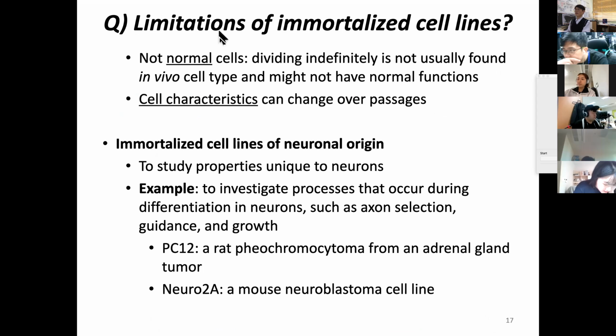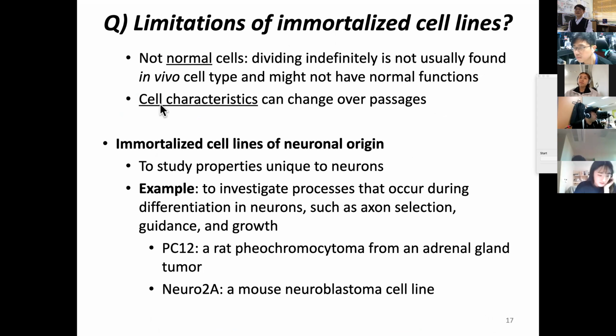All right, so then what are the limitations? I already alluded to it. They are not normal, okay? Dividing indefinitely means it's already abnormal. It's cancer-like, okay? Not usually found as an in vivo cell type, of course. So it's not normal, so you have to suspect the results, okay? You have to limit your conclusion.